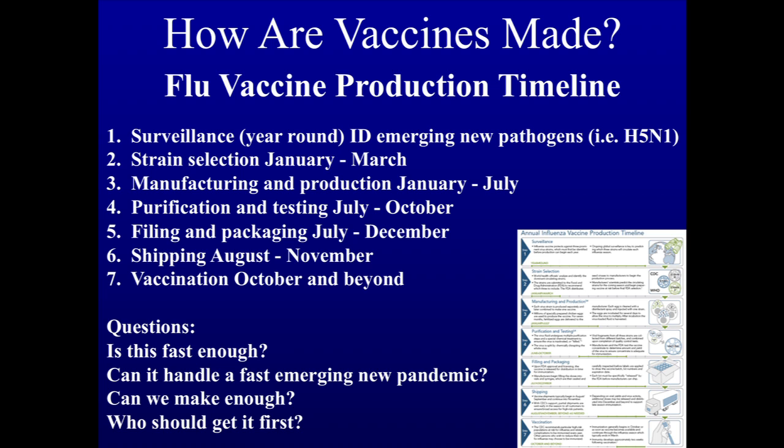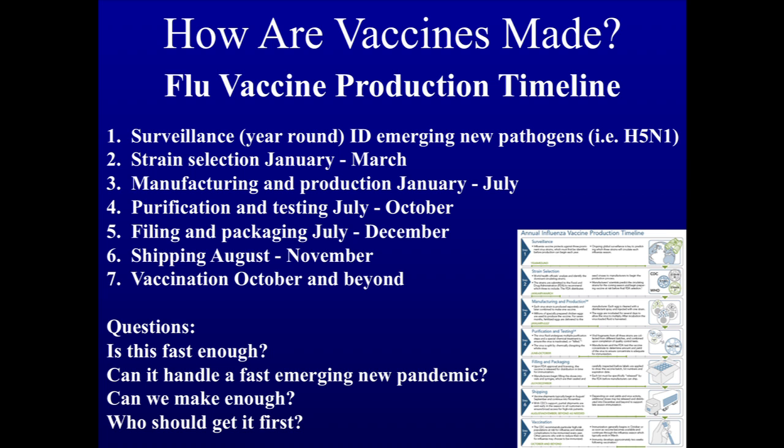The question is that fast enough? You look at the movie Contagion and you see what happens if a large amount of this stuff is all of a sudden needed. Look at what happened with SARS, for example, and that outbreak just a few years ago. What could be done to make it faster? Could we make enough? Who would get it first? Hopefully first responders and primary care physicians.